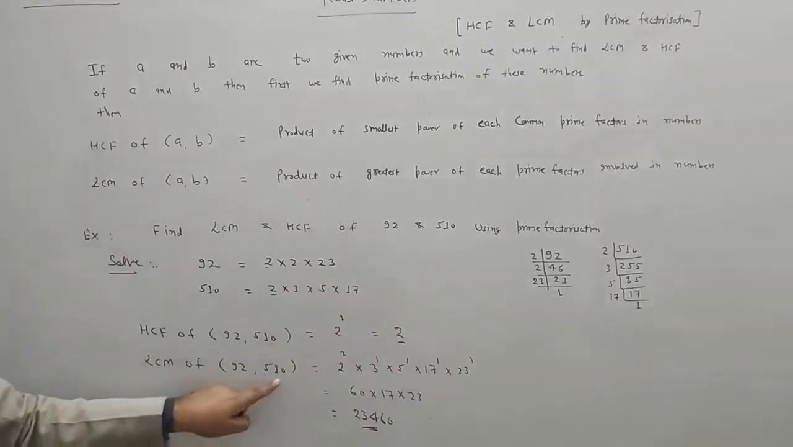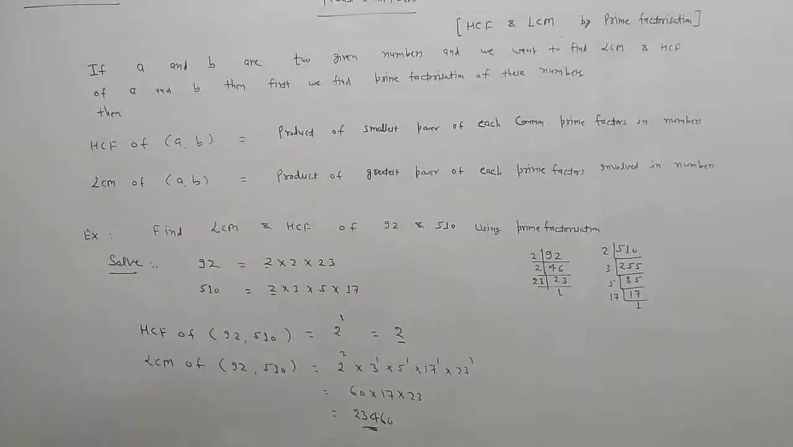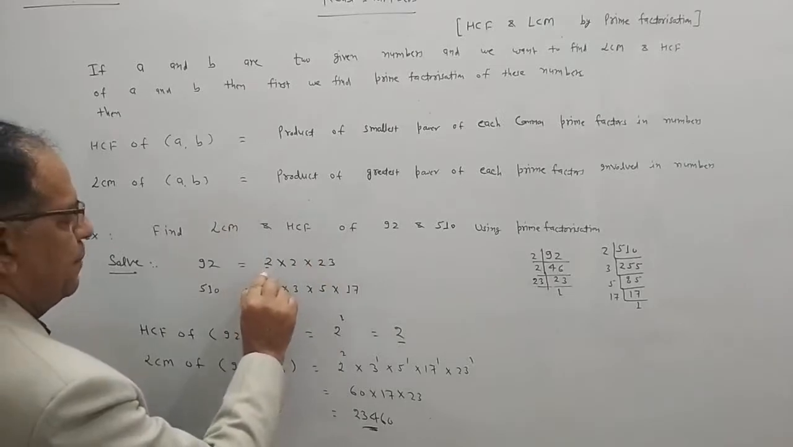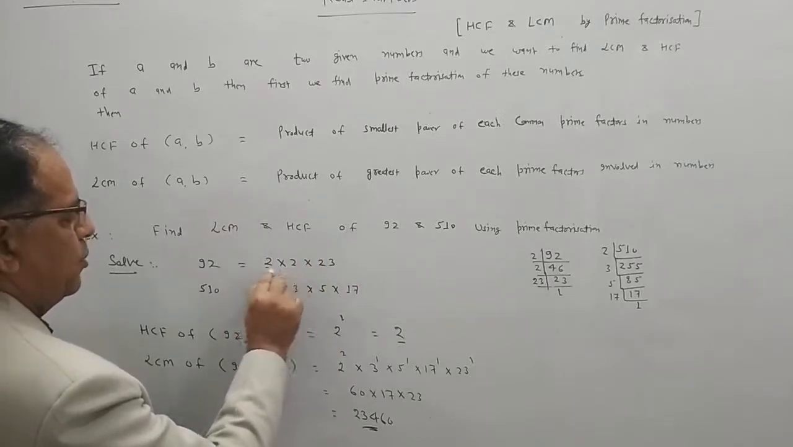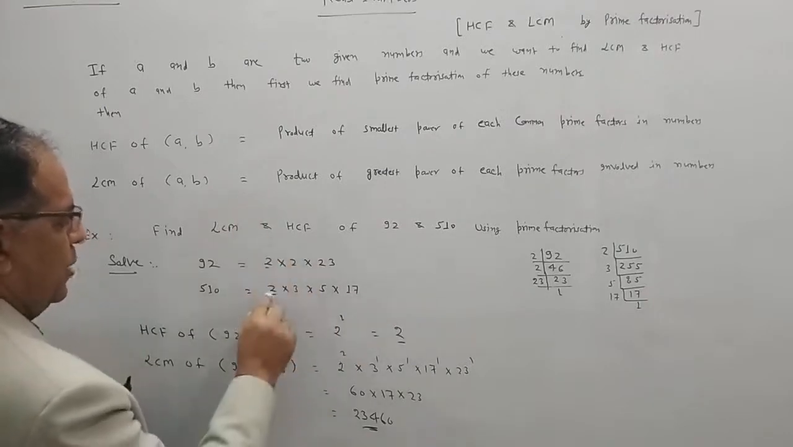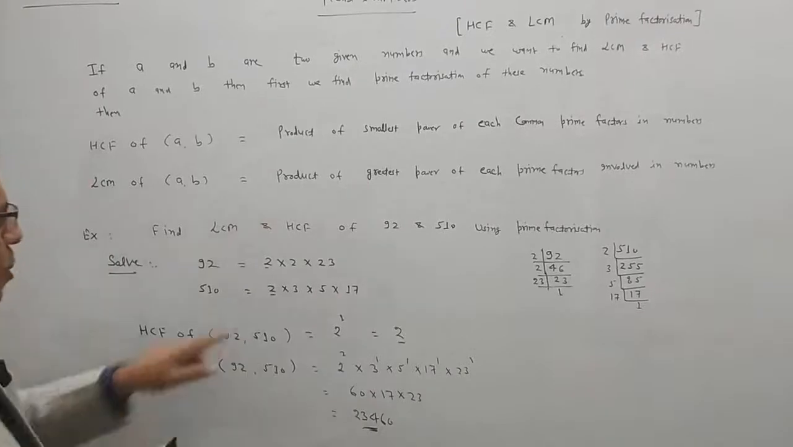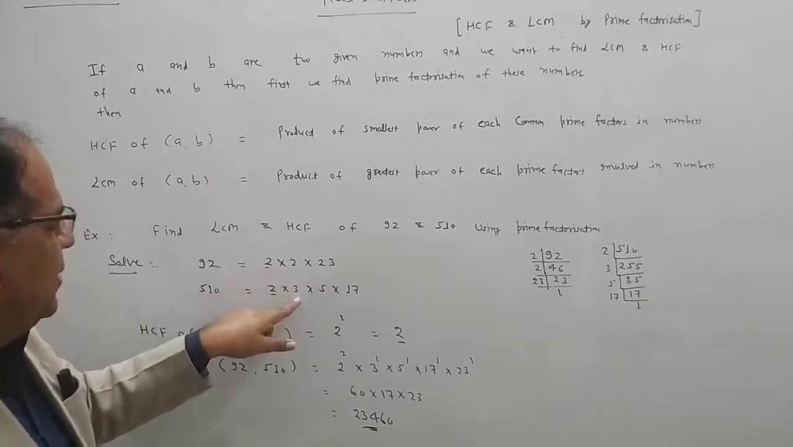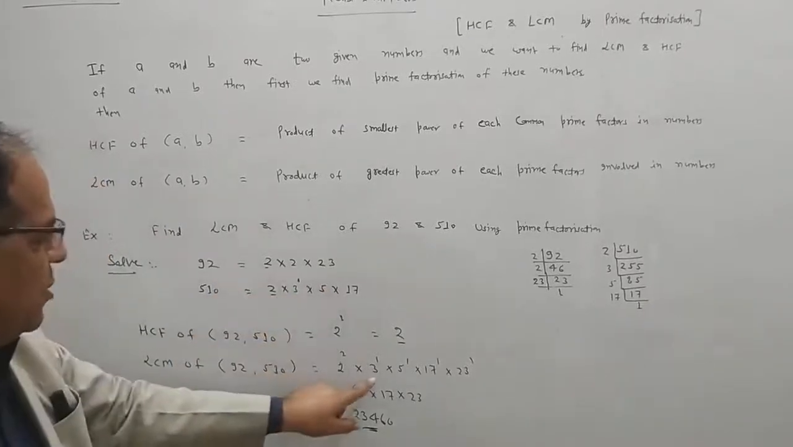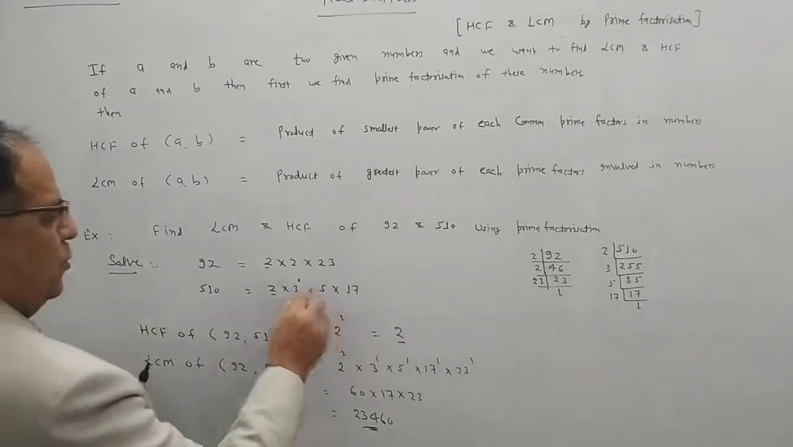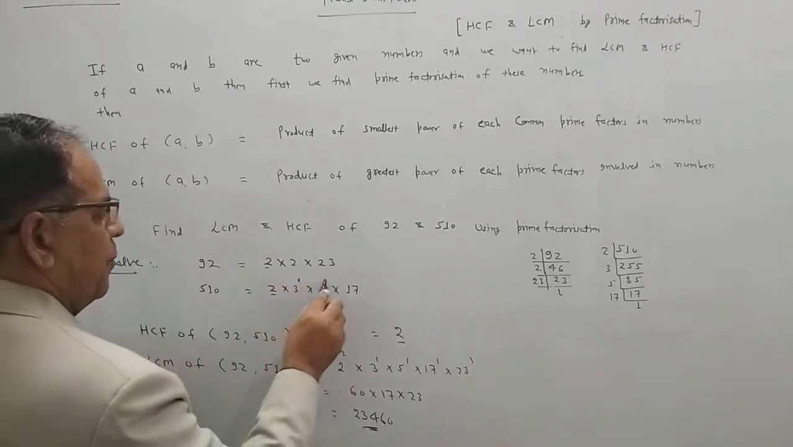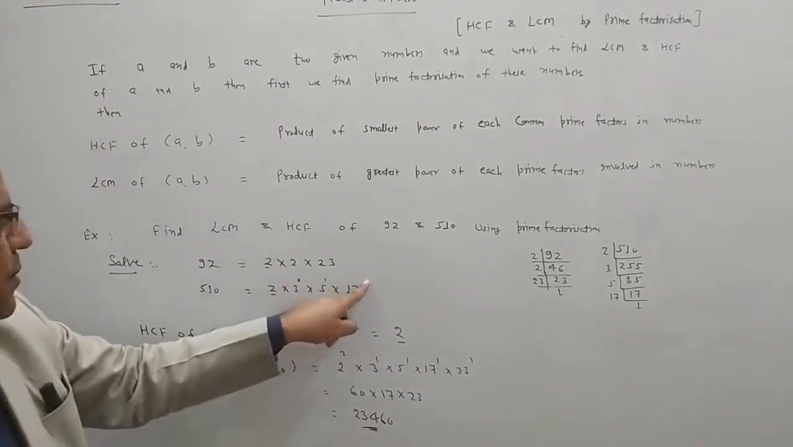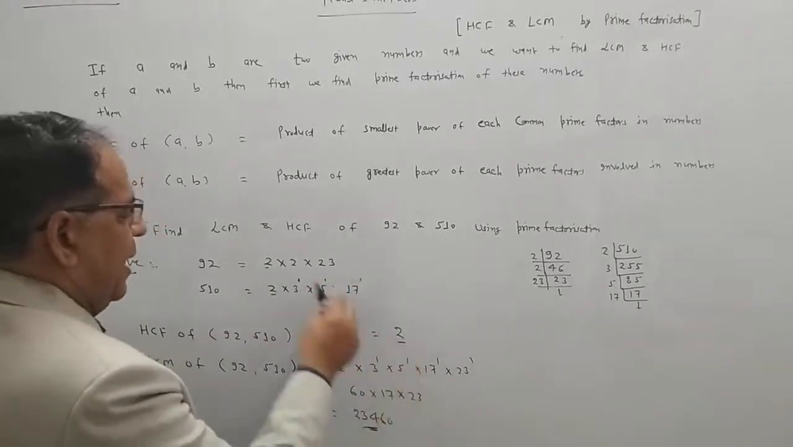LCM of 92 and 510: the product of the greatest power of each prime factor. So first we choose the least prime, 2. Here 2 has the power 2 and in this factorization 2 has the power 1. So the greatest power is 2, so we take 2 to the power 2. Next prime is 3. In this factorization 3 is absent, but the greatest power of 3 is present here, 1, so we take 3 to the power 1. Next prime is 5. In both the factorizations, 5 has the greatest power 1, so we take 5 to the power 1. 17 has the greatest power 1, so we take 17, and similarly 23.